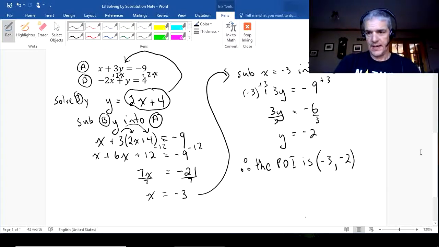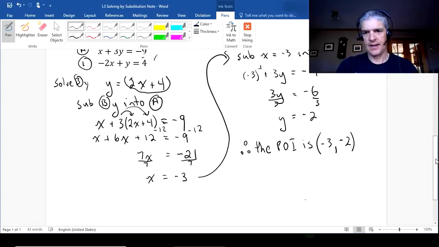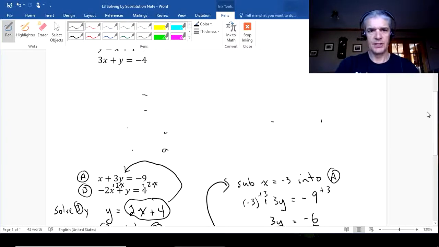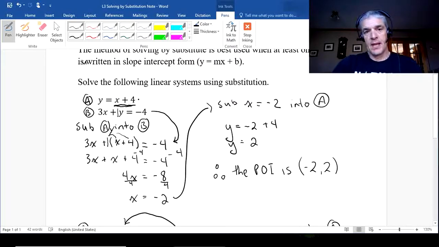There's one more example that we're going to do. Oh no, that's it. I'll just leave it at that. Most of the questions I believe that you're going to get are of this format where we have at least one in slope-intercept form, and then you have a fairly easy solution. Sometimes they're both in slope-intercept form, which makes it really easy. And I'll let you work on that.